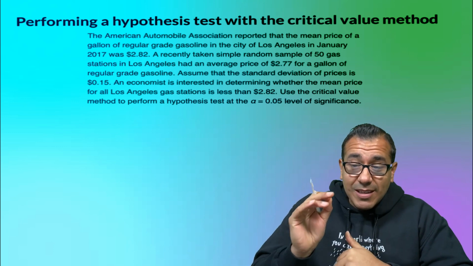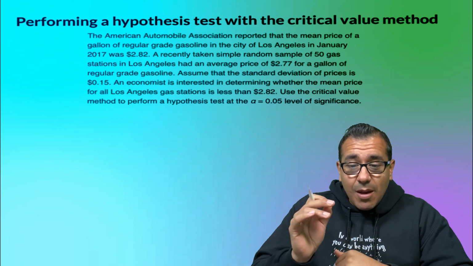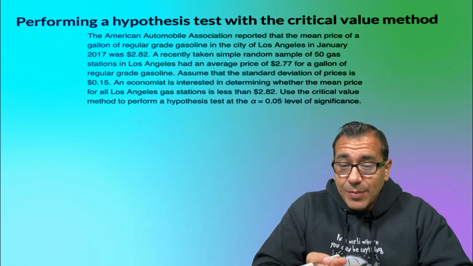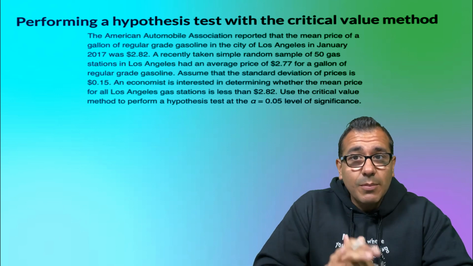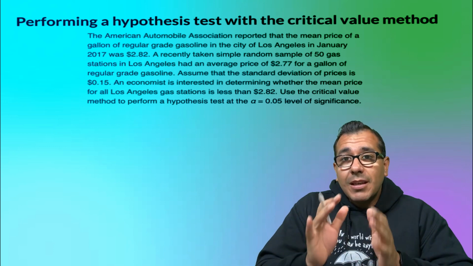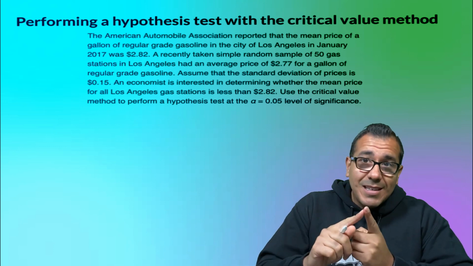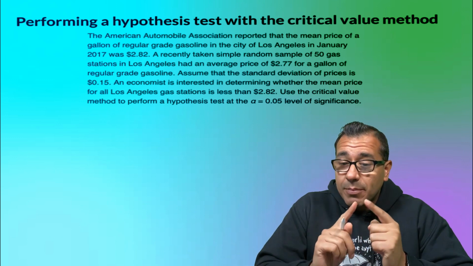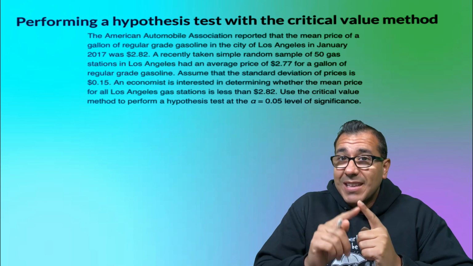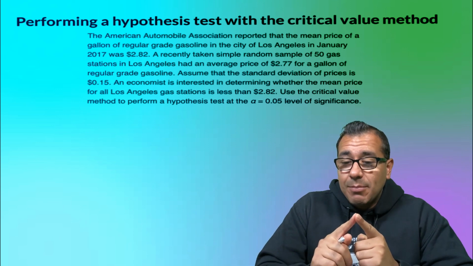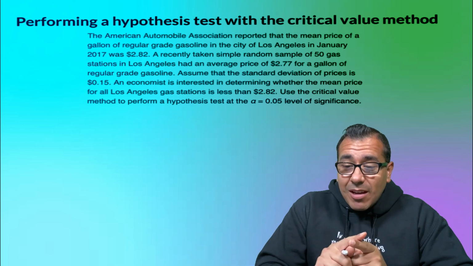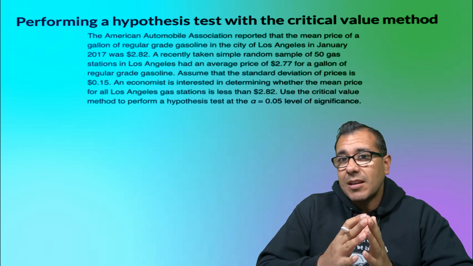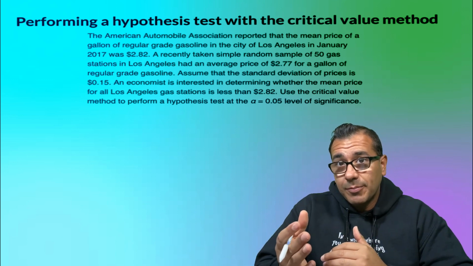Assume that the standard deviation of prices is 0.15. The standard deviation they're talking about here is the population standard deviation, and that's important because that's the difference between taking a z-test versus a t-test. Because we have sigma, the standard deviation of the population, we're going to use a z-test here. That's the biggest difference between this section and the next section that you would cover.